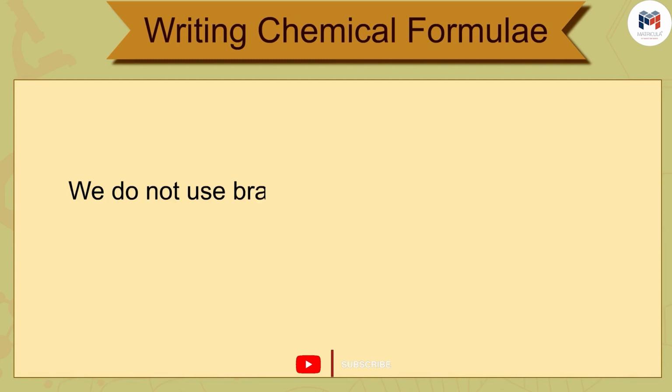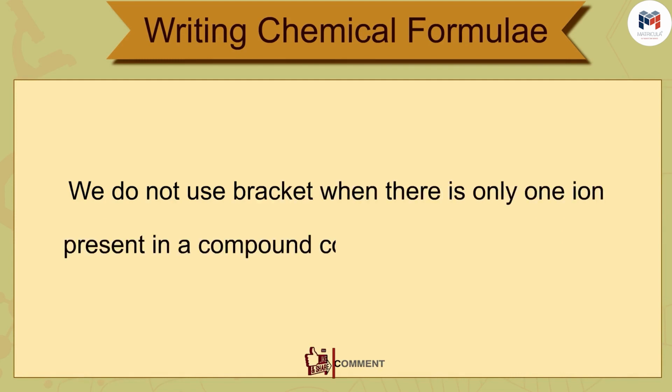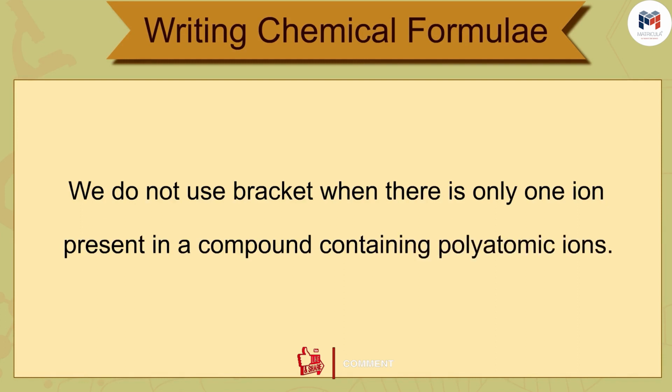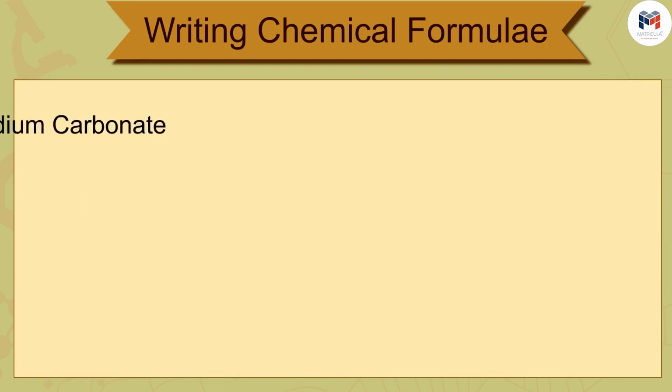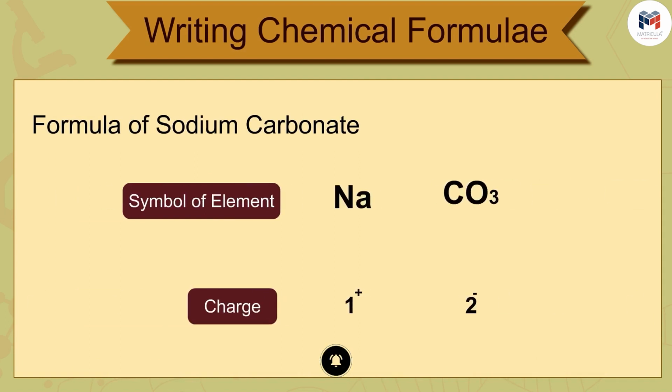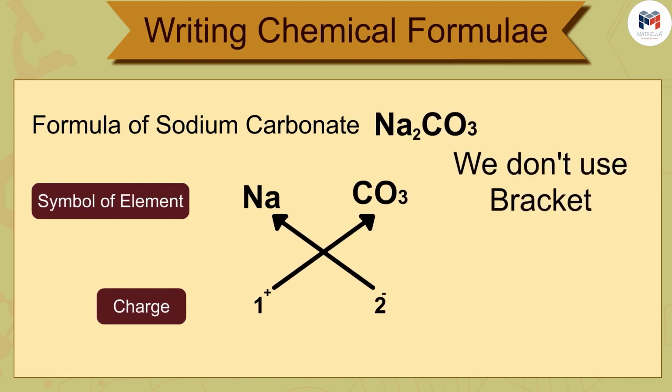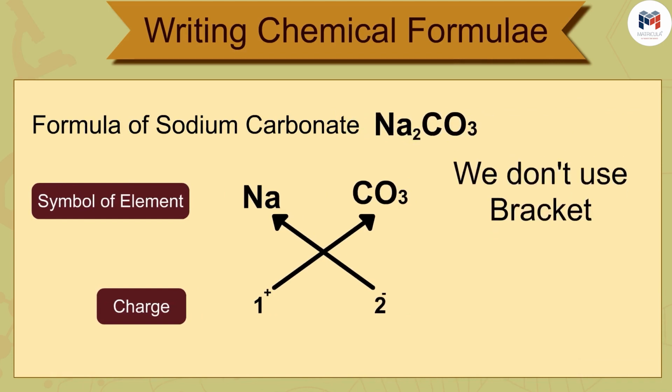We do not use a bracket when there is only one ion present in a compound containing polyatomic ions. For example, in one molecule of sodium carbonate, there are 2 sodium ions, Na+, having 1 atom, and only 1 ion of polyatomic carbonate ion, CO3 2-. Therefore, we do not use brackets for the polyatomic ion CO3 2- in its formula Na2CO3.